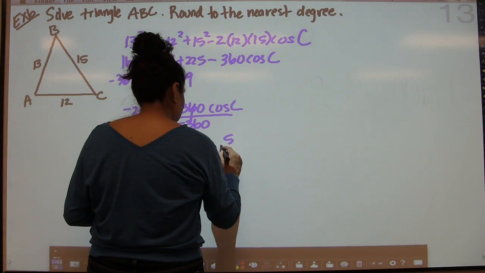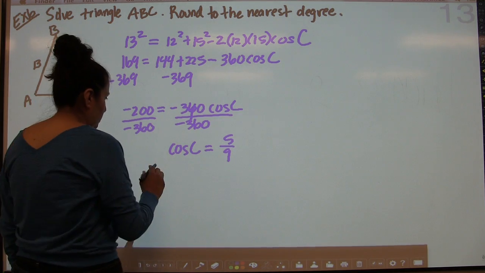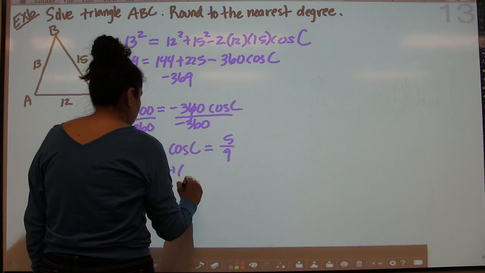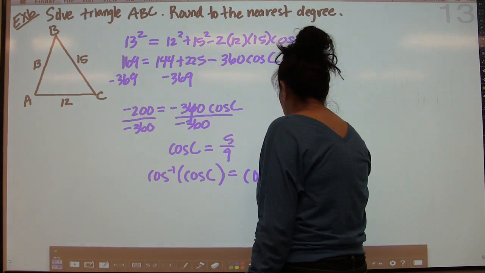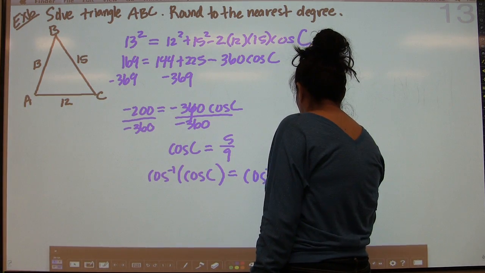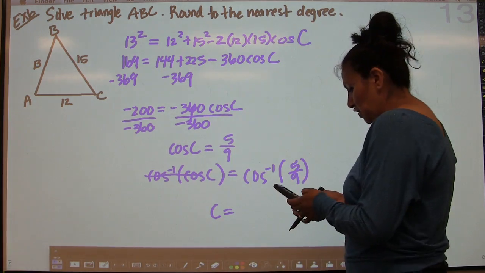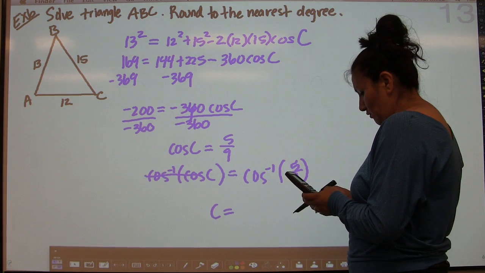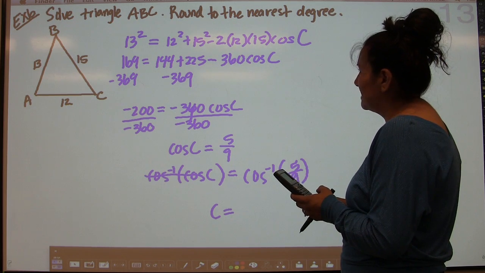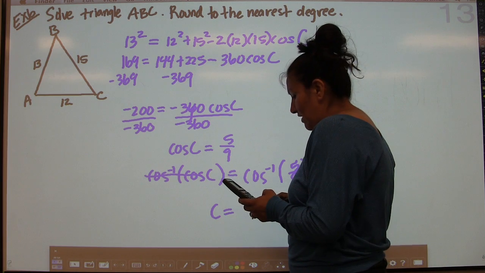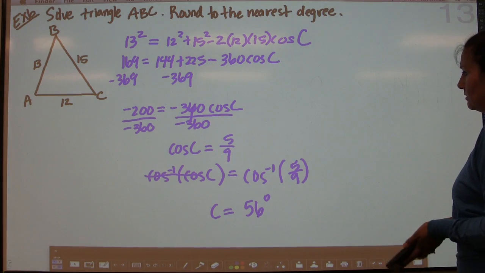And remember, like we said before, whenever you want to find the angle measure, you're going to have to use the inverse function. So cosine inverse of cosine C equals cosine inverse of 5/9. It's going to cancel here, so you're going to get C is approximately equal to cosine inverse of 5/9, which is 56.25. They want us to round to the nearest degree, so we're going to round that to 56 degrees. So 56 degrees for angle C.